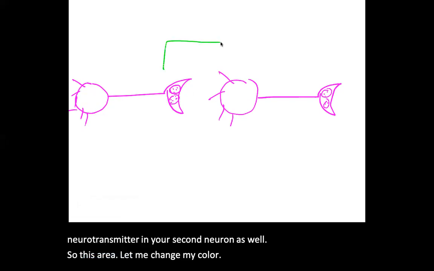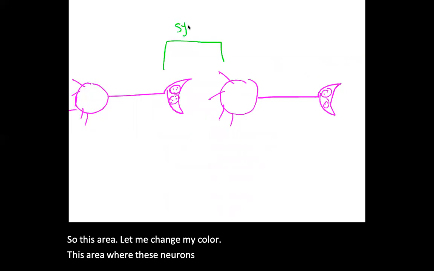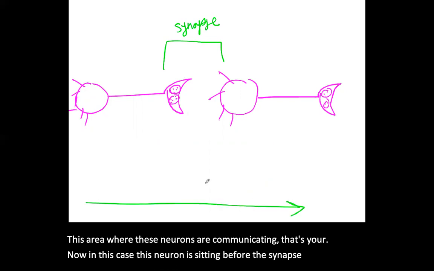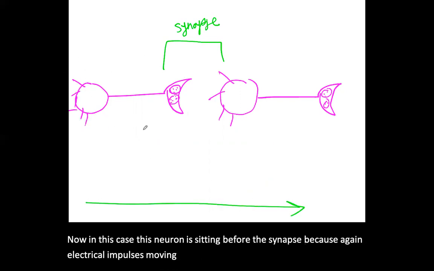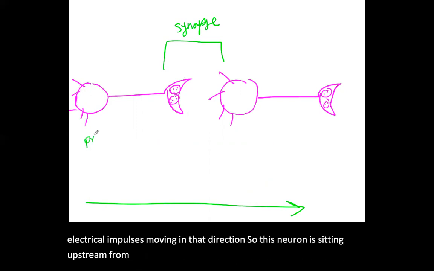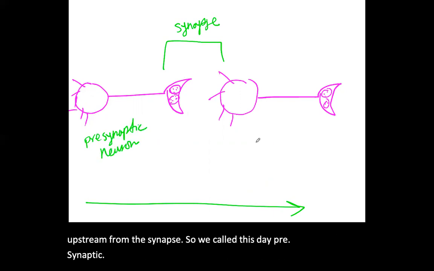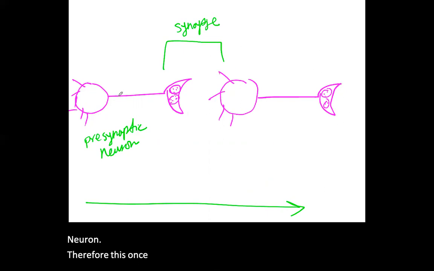This area where these neurons are communicating, that's your synapse. Now, in this case, this neuron is sitting before the synapse because, again, electrical impulse is moving in that direction. So this neuron is sitting upstream from the synapse. So we call this the presynaptic neuron. Therefore, this one sits above or after the synapse.